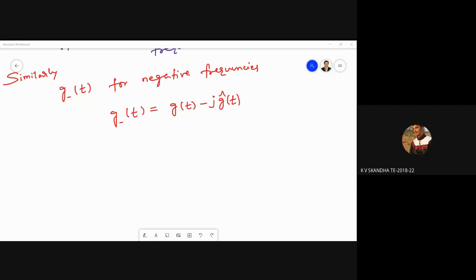Sir, Manoj. It is 0 for positive frequencies, G of 0 for f equal to 0, and 2 times G of f for negative frequencies. Yeah, exactly. Could you draw the diagram? Yes, sir. Okay. Yes, what about others? Are people doing it in the same way?